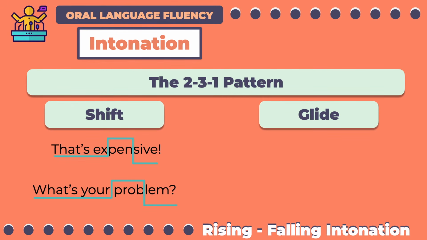Now let's have examples of glides. Turn off the lights. Remember that in glides, the stressed syllable is the last syllable in the sentence, and there is movement within the syllable. So let's identify the last syllable in the sentence. Turn off the lights. Since the last word is lights, and it only has one syllable, the lights is our number 3, then after that, there should be movement. So we place the curve. Everything else before it, turn off the, is number 2.